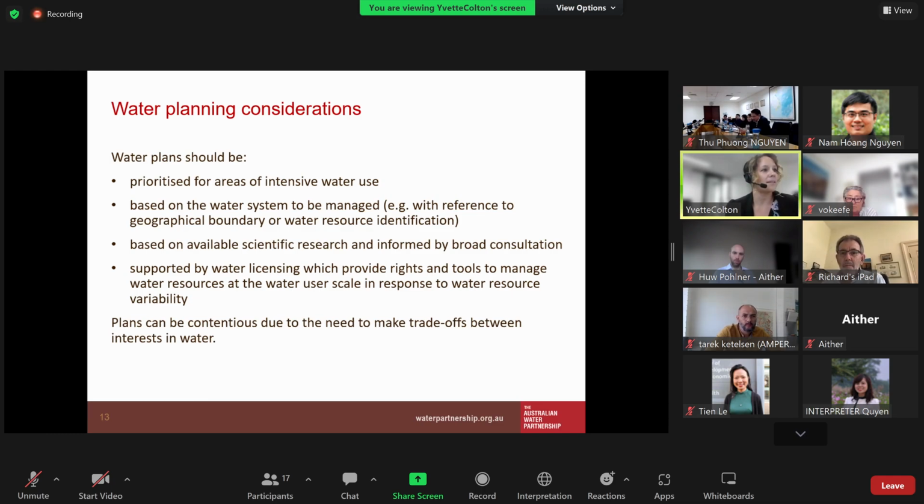The last point is that they can be contentious due to that need to make trade-offs between interests in water and between different water users that want to take the water as well as the needs of the environment. Some critical things that can help to manage that contentious nature of planning is to have them based on robust scientific advice, inclusive engagement, and for them to include transparent and clear rules for how water is shared, particularly when it's critical times like drought.